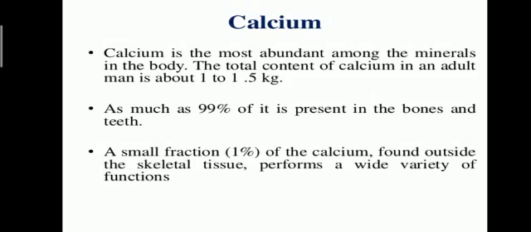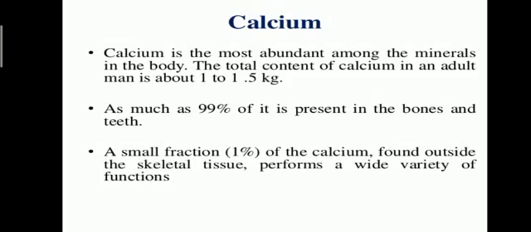The total content of calcium in an adult man is about 1 to 1.5 kilogram. As you know that calcium is present in our nails, bones, teeth, etc. So as much as 99% of it is present in the bones and teeth. A small fraction, that is 1% of the calcium found outside the skeletal tissue, performs a wide variety of functions. Calcium is also present in milk, which is a source of calcium.